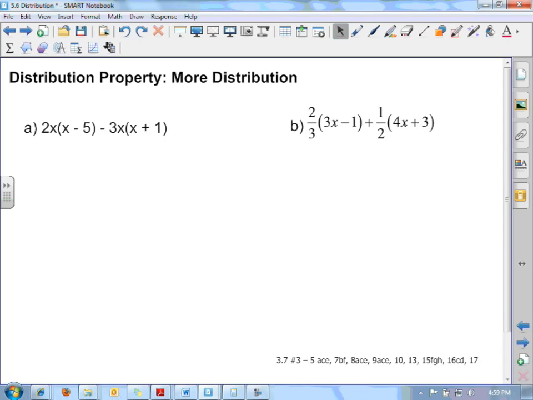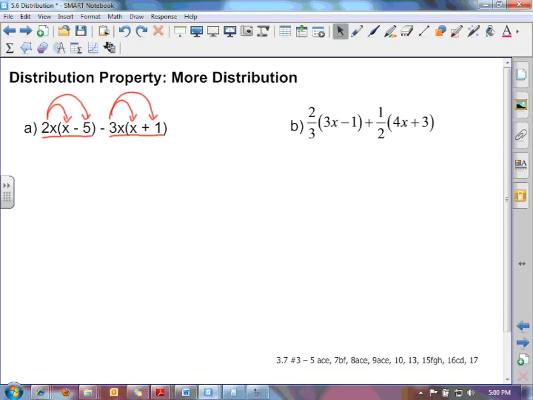Okay, so now we're going to do question 2. We're going to do question A and question B by pencil and paper method. So I'm going to try to do more of a shortcut method. So now we have 2 sets of distributions in this expression. So how do we deal with it? You deal with it like you normally deal with one. You just deal with them both one at a time. So when I expand, the 2x is going to multiply with the x and the negative 5. And the negative 3x is going to multiply with the x and with the 1.